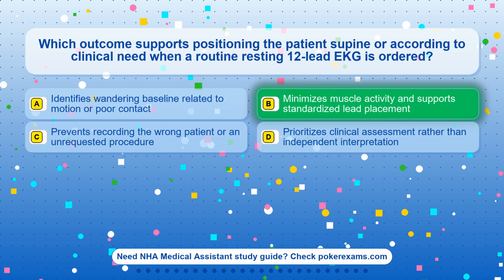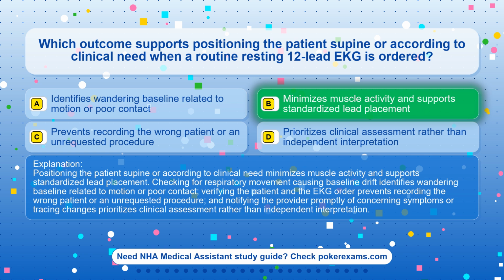The correct answer is option B. Minimizes muscle activity and supports standardized lead placement. Positioning the patient supine or according to clinical need minimizes muscle activity and supports standardized lead placement. Checking for respiratory movement causing baseline drift identifies wandering baseline related to motion or poor contact. Verifying the patient in the EKG order prevents recording the wrong patient or an unrequested procedure. And notifying the provider promptly of concerning symptoms or tracing changes prioritizes clinical assessment rather than independent interpretation.